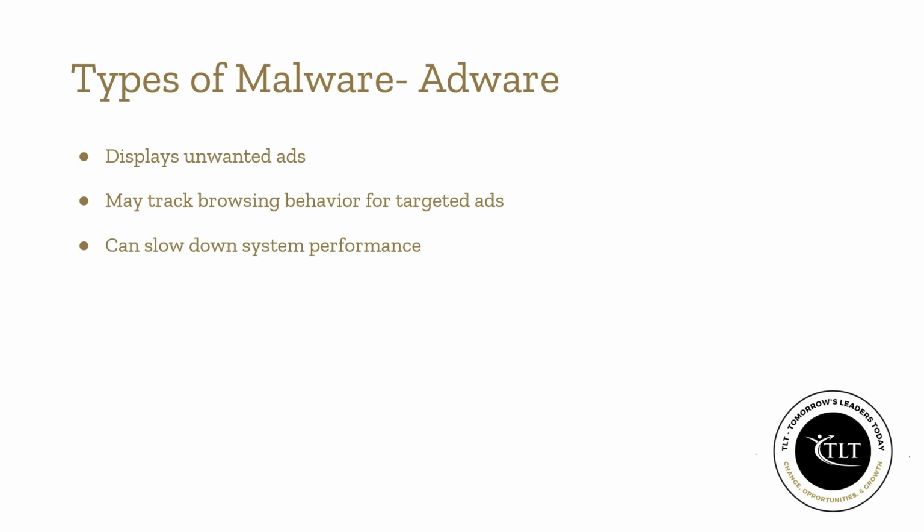Next on the list, we have adware. Adware displays unwanted ads. It may be used to track browsing behavior to target ads even more, and it could slow down system performance. Prevention tip: be wary of free apps that promise malicious features, use a reputable ad blocker, and always closely monitor any app permissions during installations.